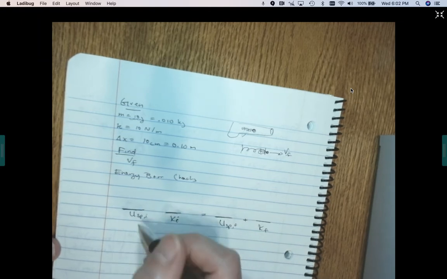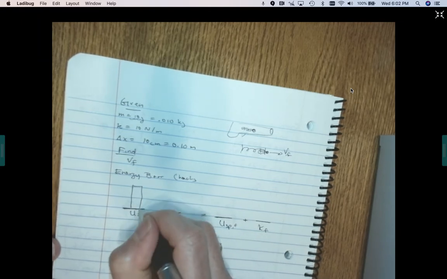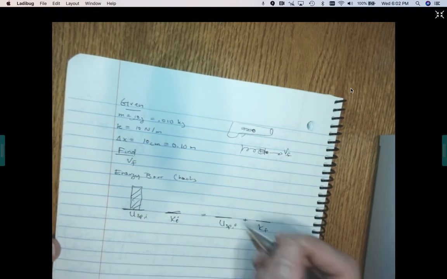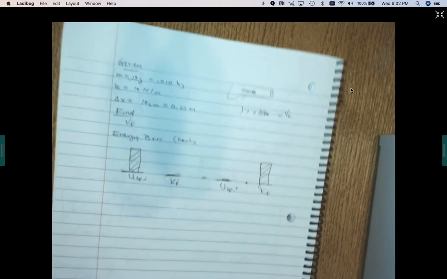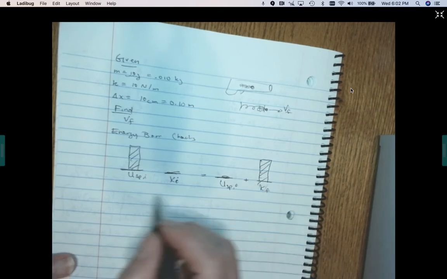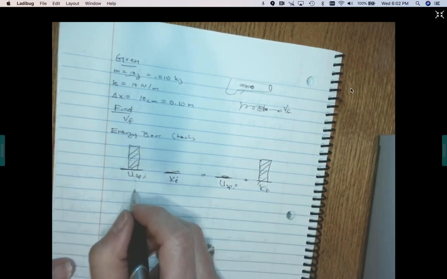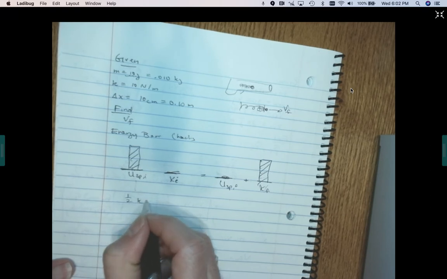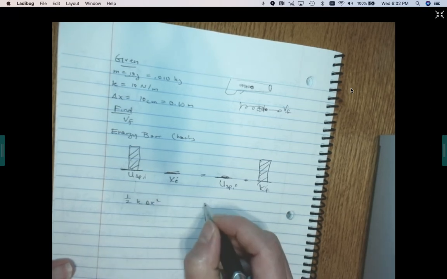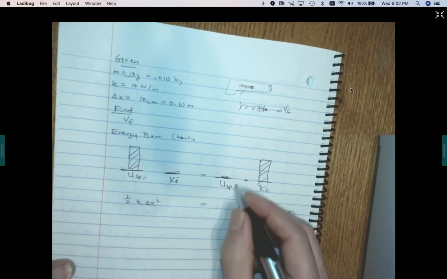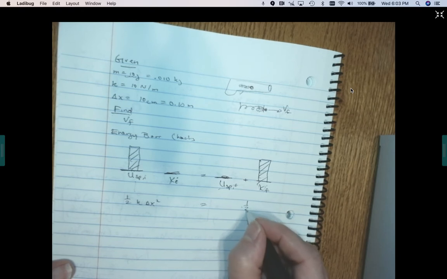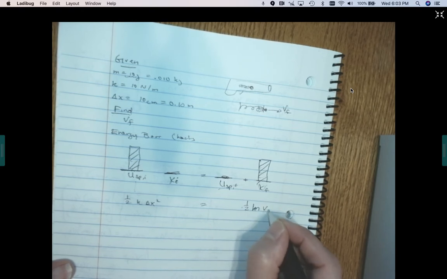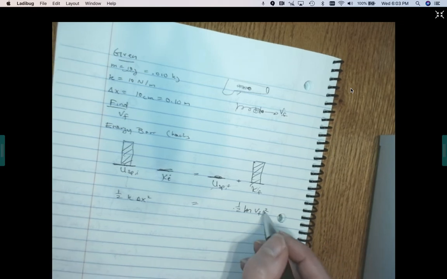Okay, so initially all of our energy is in the spring. We have no kinetic energy. At the end, we have no spring energy, and all of our energy will be transferred into the kinetic energy of the ball that's getting launched. So this gives us our conservation of energy equation. We have 1/2 k delta x squared as the energy stored in the spring. Spring energy after is 0, and so then we just have 1/2 m v final squared. This is what we want to solve for.